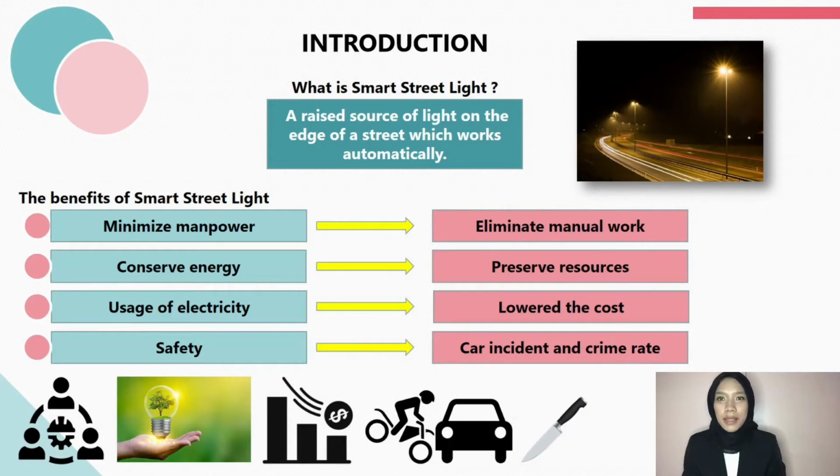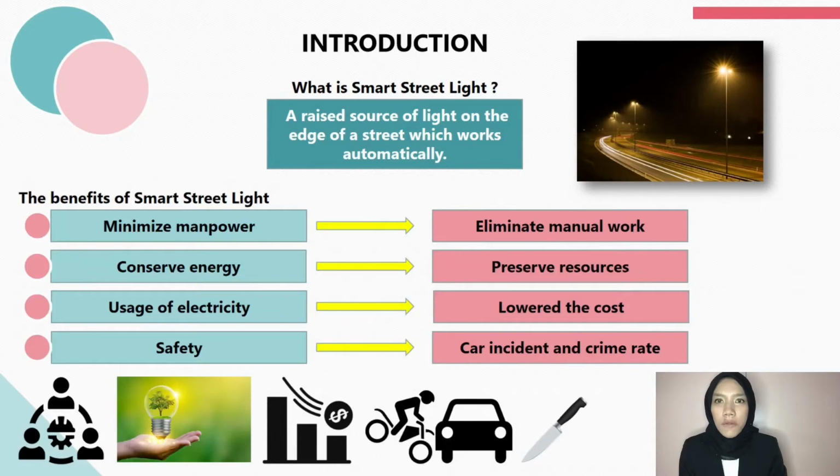Basically, smart street light is a source of light on the edge of a street which works automatically. This is accomplished through a sensor known as a light-dependent resistor, LDR, which detects light in the same way that humans' eyes can do. The smart street light has indirectly benefited the world and public. By applying this system, the manual work can be eliminated. With the use of an advanced and powerful system, automation intends to minimize the manpower. At the same time, it can reduce the usage of electricity and conserve energy.